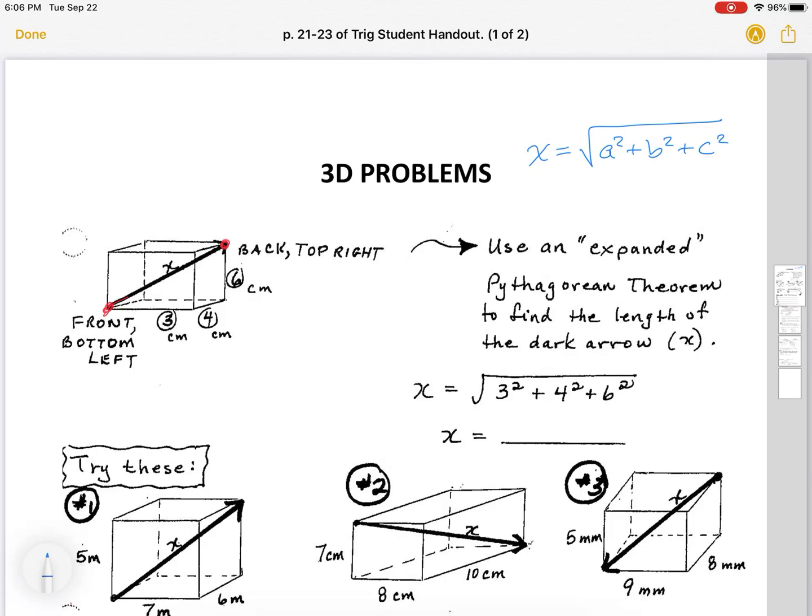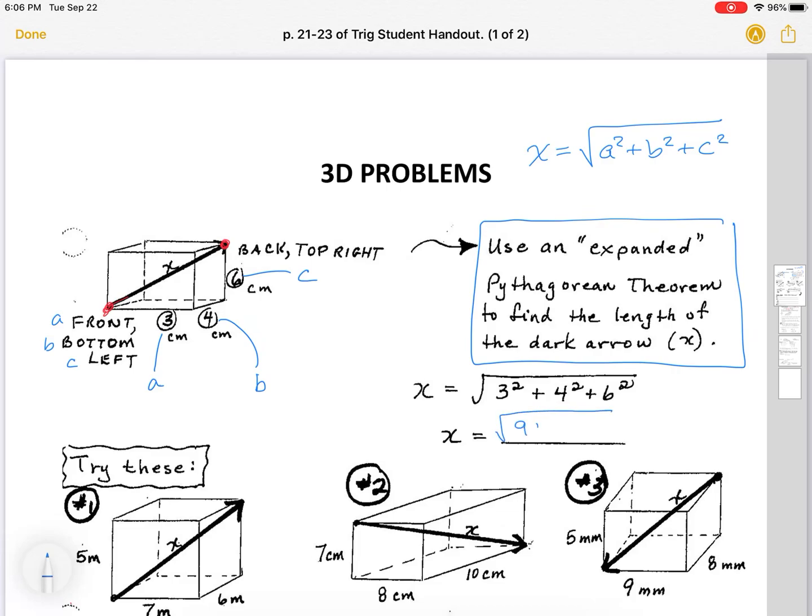X will be equal to the square root of a squared plus b squared plus c squared. Now, what is a, b, and c? Well, a will be the length of the front, b will be the length of the bottom, and c will be the left. So this would be a, this would be b, and this would be c. So we can use this expanded Pythagorean theorem to find the length of the dark arrow. So it only happens when we have these box-like shapes.